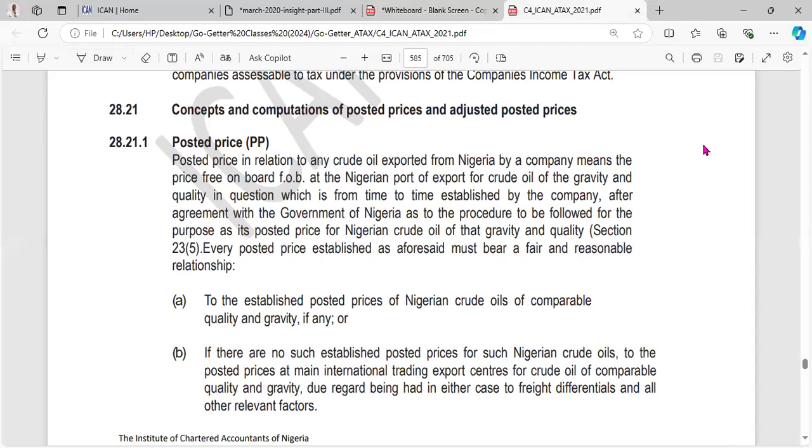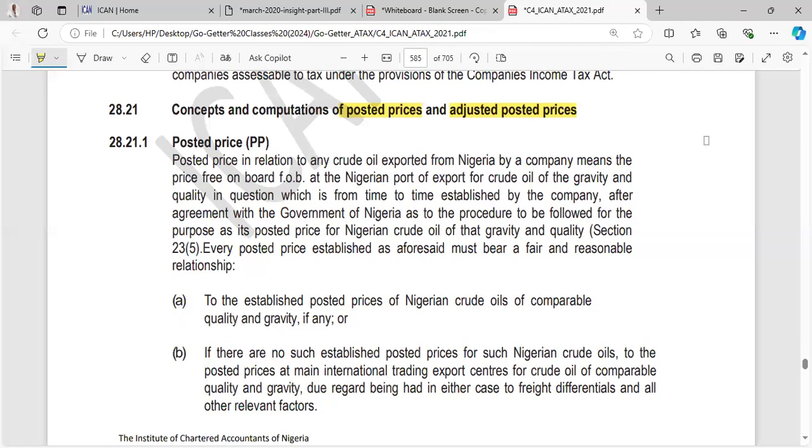We have the concept and computation of posted prices and adjusted posted prices. What is this term? Posted price and adjusted posted price. Now, look at posted price. Posted price in relation to any crude oil exported from Nigeria by a company means the price free on board (FOB) at the Nigerian ports of export for crude oil of the gravity and quality in question, which is from time to time established by the company after agreement with the government of Nigeria as to the procedure to be followed for the purpose of its posted price for the crude oil and the quality.